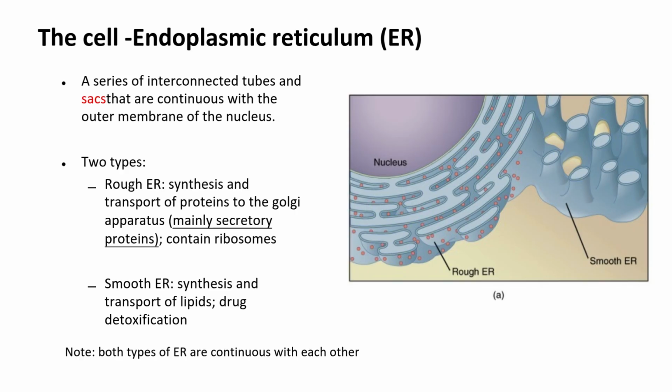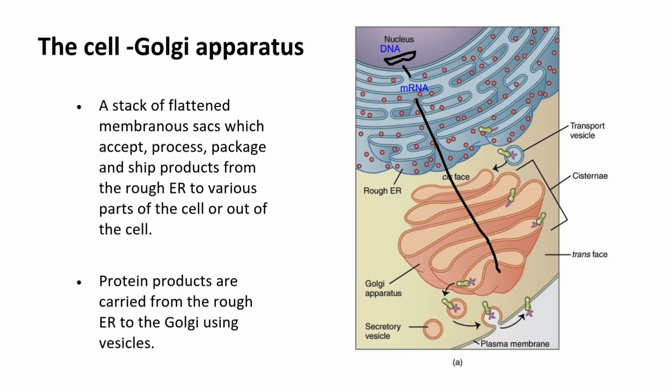Then you have the smooth ER, no ribosomes, so it looks smooth. Different function, then. Totally different. The smooth ER is key for making lipids like steroids and hormones. It's also crucial for detoxification, breaking down drugs, alcohol, metabolic byproducts. Your liver cells have loads of smooth ER for this reason. Okay, rough ER for proteins, smooth ER for lipids, and detox.